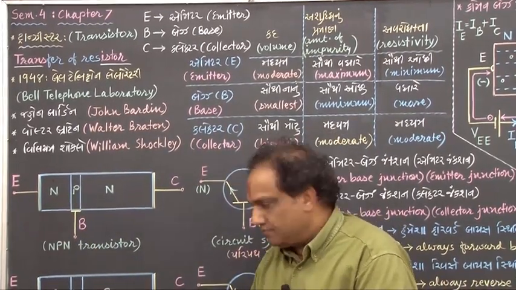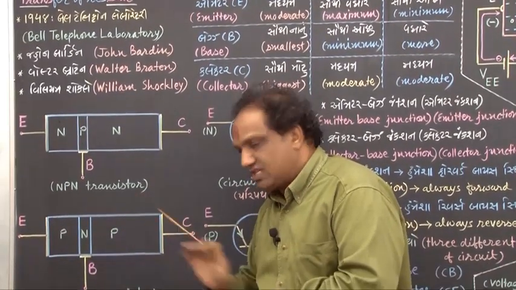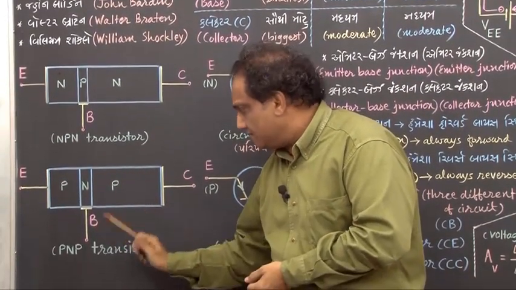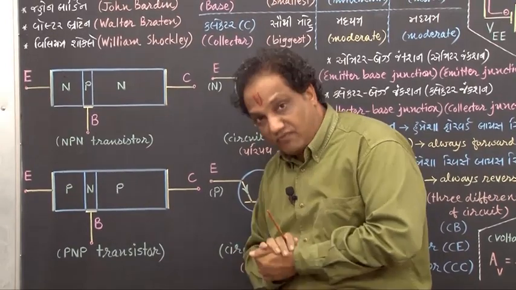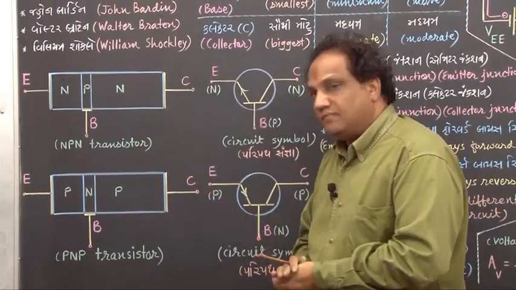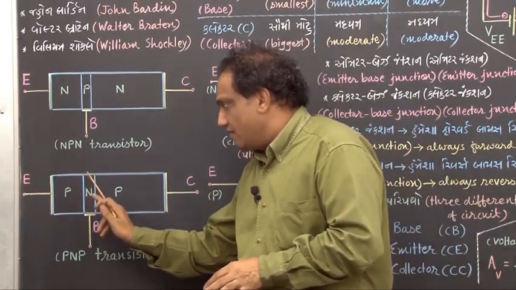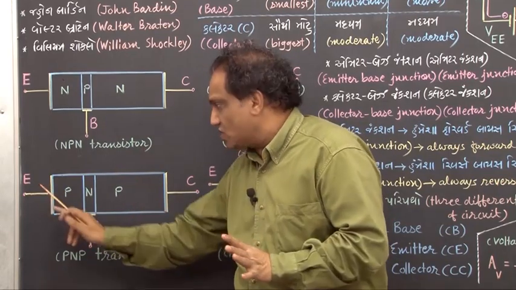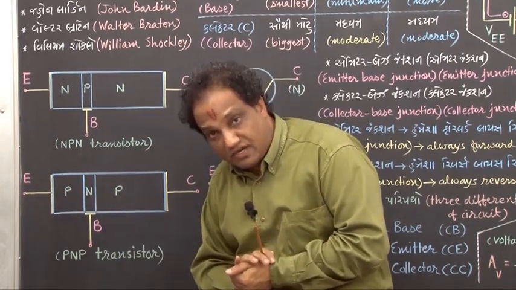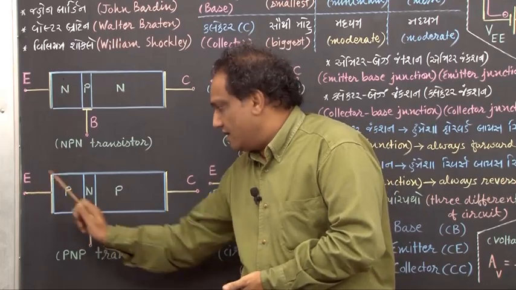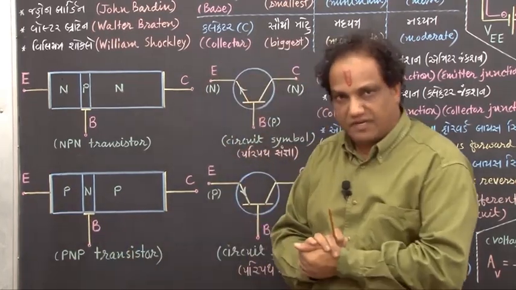Similarly, here also, the part having the smallest volume is called the base. The part having the largest volume is called the collector. And the part having intermediate volume is called the emitter. Fine. Emitter, base, collector.